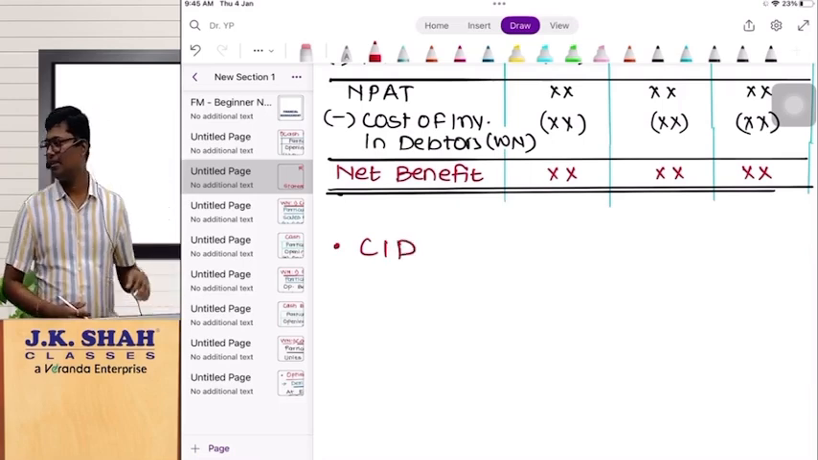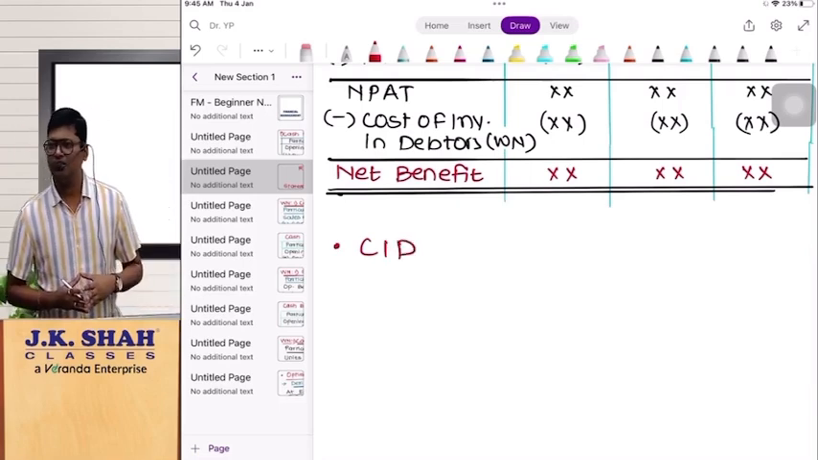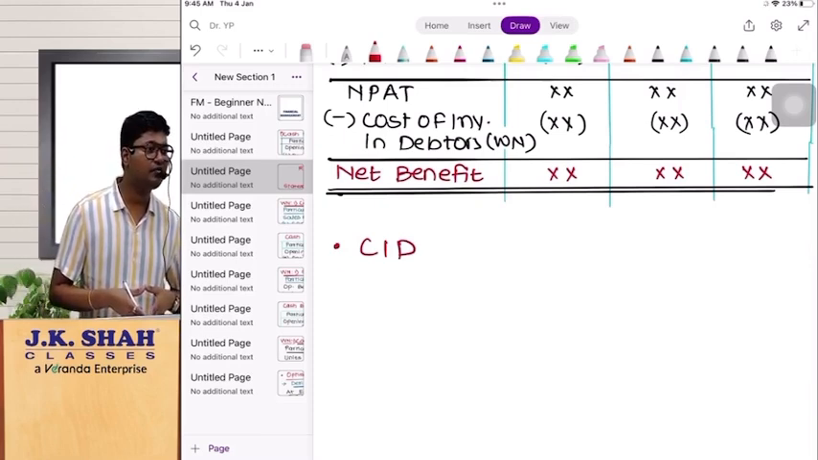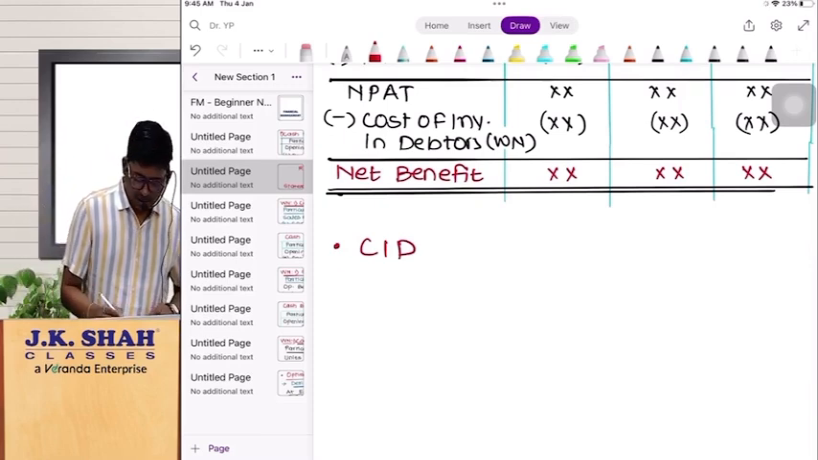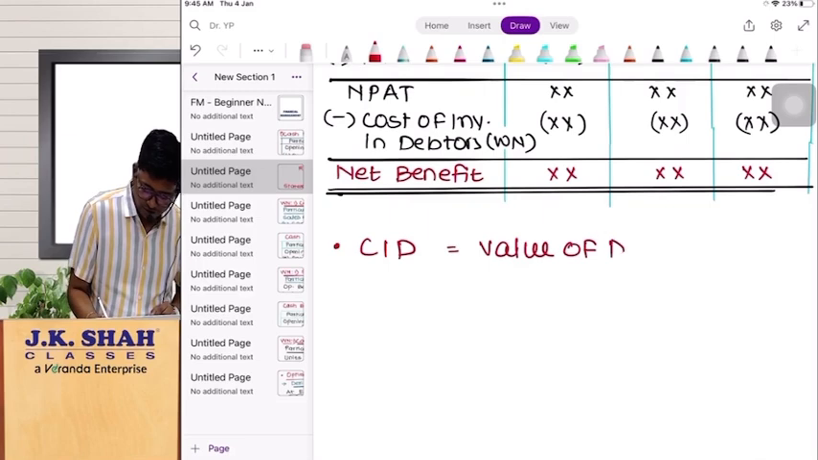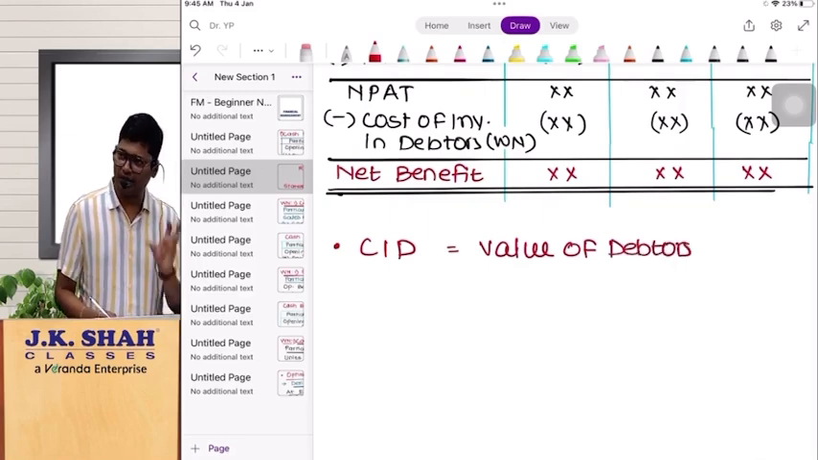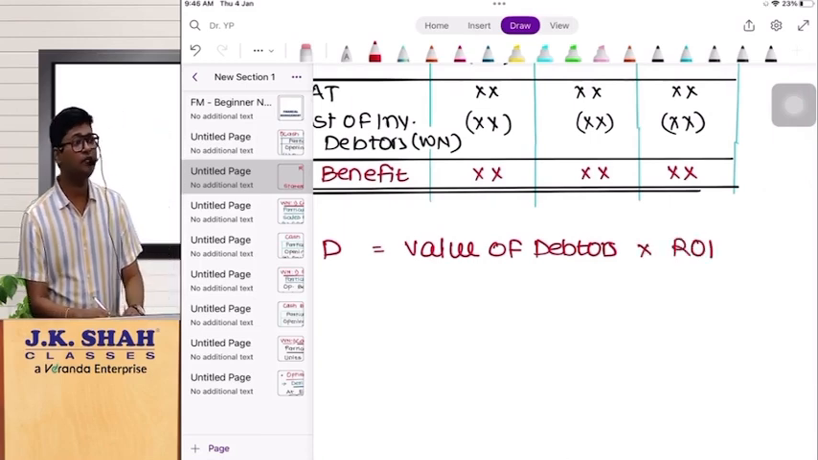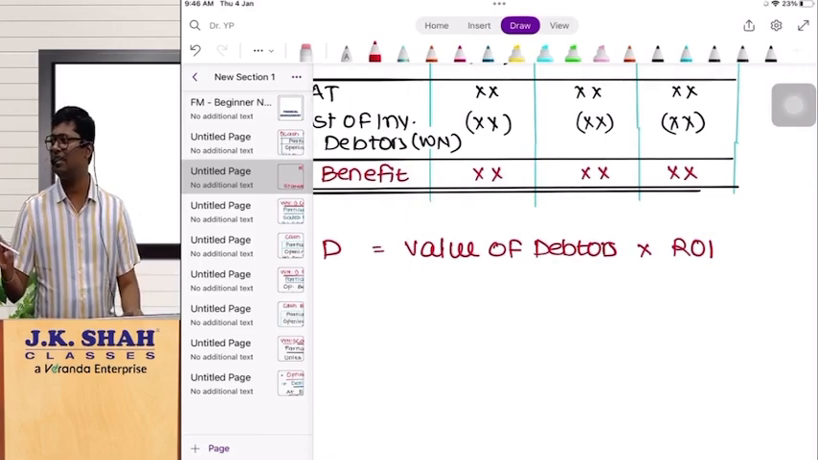Look at this explanation now. In the overall chapter, this is the only important point you can say. CID, what does CID stand for? Cost of investment in debtors. For calculating the cost of investment in debtors, you need to calculate the value of debtors first. That means whatever amount you have blocked with debtors is called the value of debtor, and that value of debtor you should multiply with ROI. ROI stands for return on investment, and return on investment is your opportunity cost.